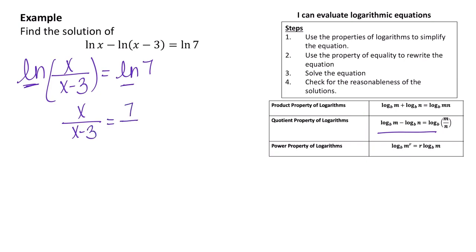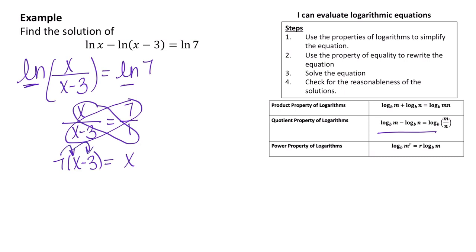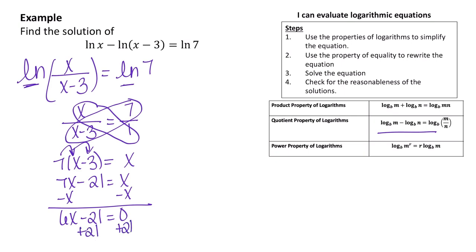And I'm going to set this up as a proportion, so I'm going to put this 7 over 1. So I'm going to go ahead and cross multiply. And when I do that, I get 7 times x minus 3 equals 1 times x, which is x. So I'm going to go ahead and distribute this 7. So I have 7x minus 21 equals x. And now I'm going to subtract x from both sides to work on solving for x. So that gives me 7x minus x, which is 6x minus 21 equals 0. Now I'm going to add 21 to both sides. So when I do that, I get 6x equals 21. So 6x equals 21, I can solve for x by dividing both sides by 6.